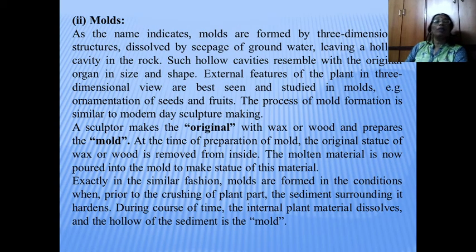The process of mold formation is similar to modern day sculpture making. A sculptor makes the original with wax or wood and prepares the mold. At the time of preparation of mold, the original statue of wax or wood is removed from inside. The molten material is now poured into the mold to make a statue of this material. Exactly in the similar fashion, molds are formed in the conditions when prior to the crushing of a plant part, the sediment surrounding it hardens. During the course of time, the internal plant material dissolves and the hollow of the sediment is the mold.